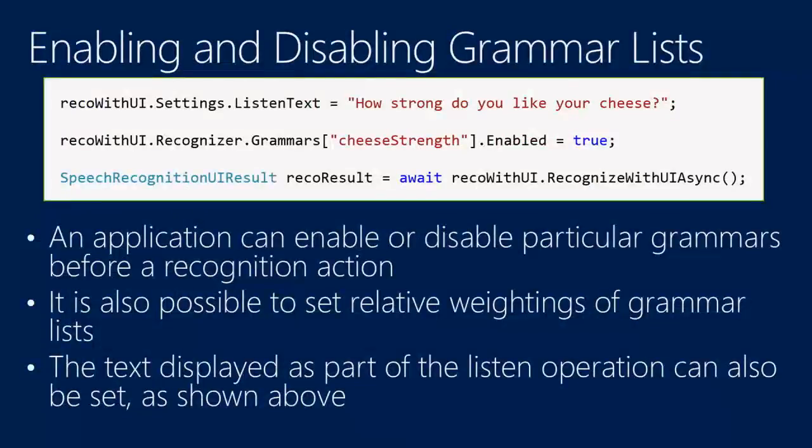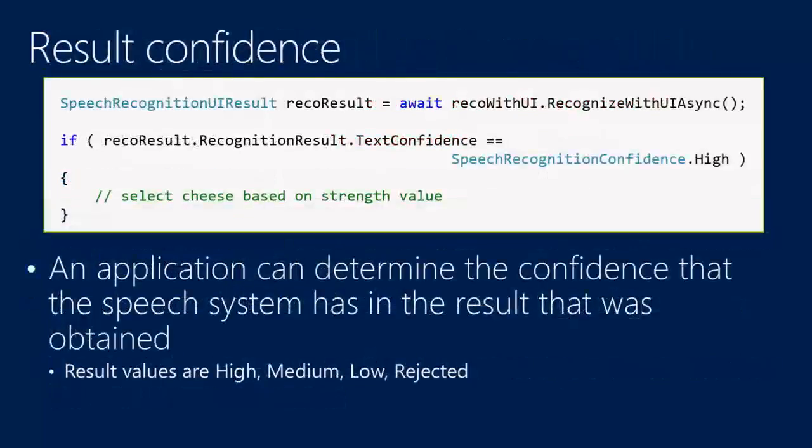I can then turn them on or off, so there's my request, there's my turn on the cheese strength grammar, and there's my reading of the input. We get this text displayed as part of the listen operation, and then we actually get the result delivered in the way you've already seen. Once you've got that, we can start using the result. It has a confidence value, which is an enumeration that tells you just how happy the system is with the word that was said. Does it actually make sense? Do we get that one? And if we're fairly confident that what they've said is what we want here, we can pull down the value and use it.